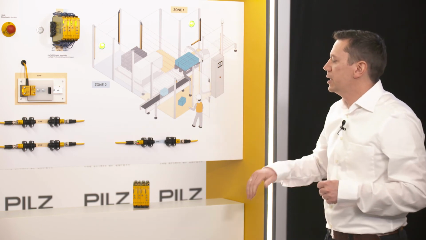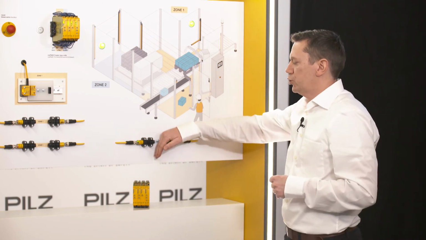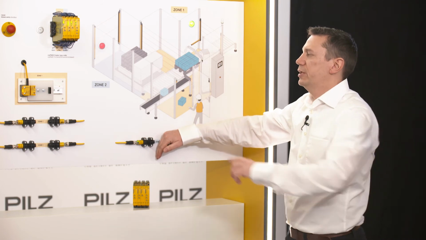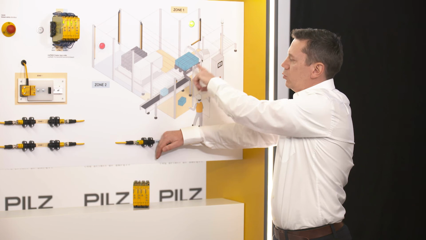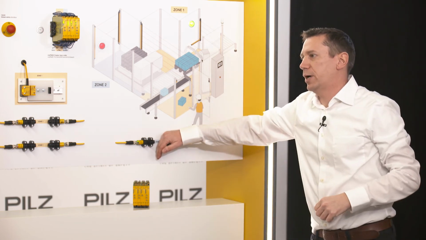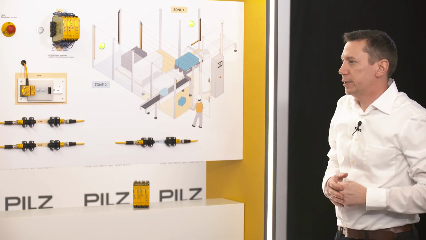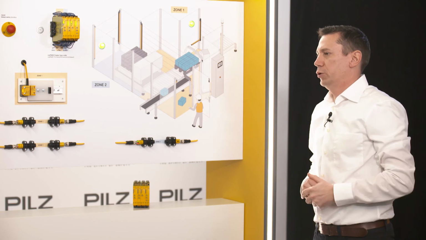So if, for example, I switch off one area because safety has been violated there, another area, the main production area in this case, can continue to work normally. This hugely increases the availability of a plant.